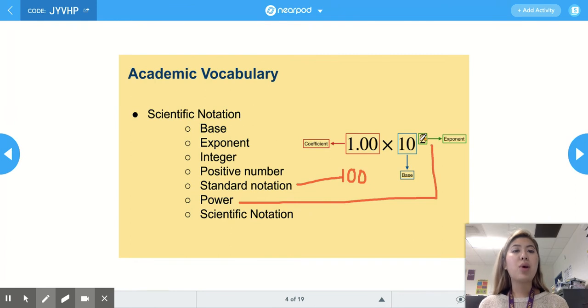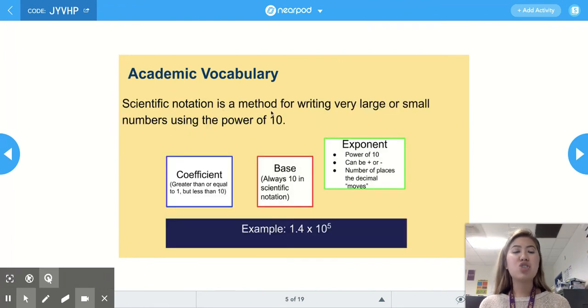So for example, I could say that I'm raising 10 to the power of 2. Another way to say that is 10 squared, because anything raised to the power of 2 is also considered squared, and the number 2 is the exponent. So scientific notation is a method for writing very small or very large numbers using the power of 10.